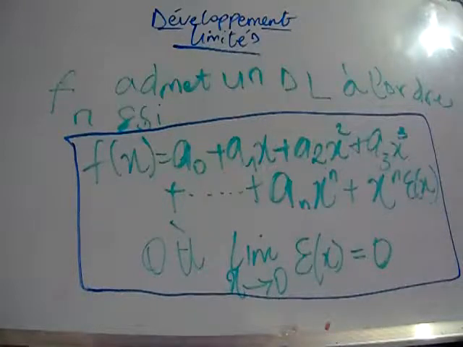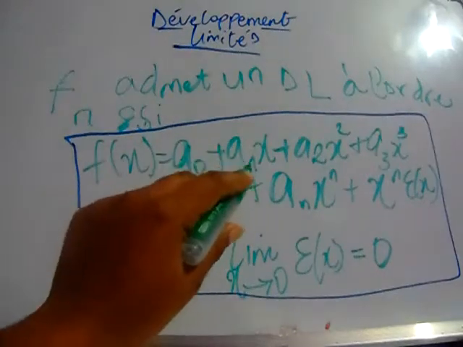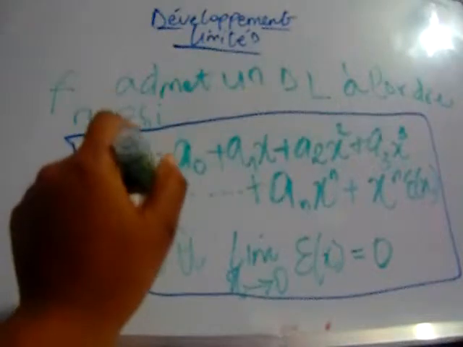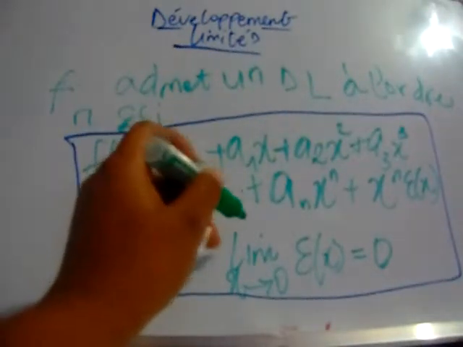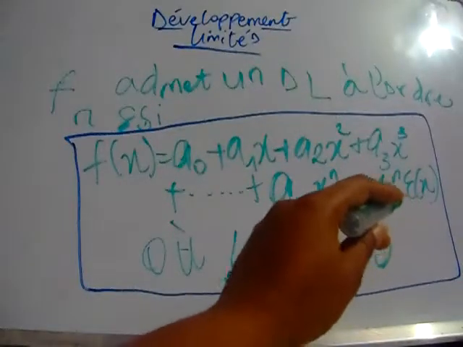So when we say a function admet un DL à l'ordre n, we say a function admet un DL à l'ordre n if f of x is equal to a0 plus a1 of x plus a2 of x raised to the power of 2 plus a3 of x raised to the power of 3, and it continues up to an of x raised to the power of n plus x raised to the power of n of epsilon of x.